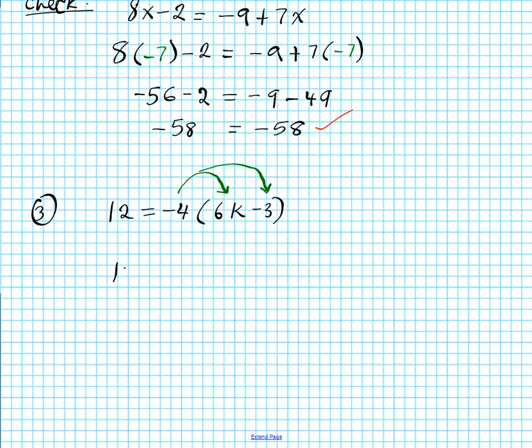So I'll bring down the 12. When I multiply negative 4 and 6k, this is a minus. What's the sign here? If there's no sign, the default sign is positive.